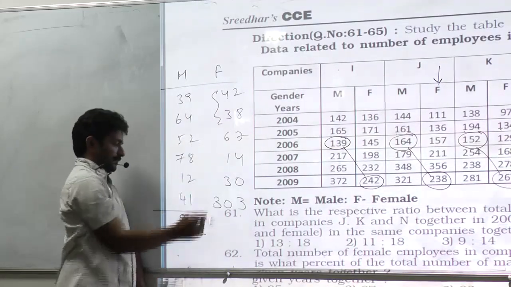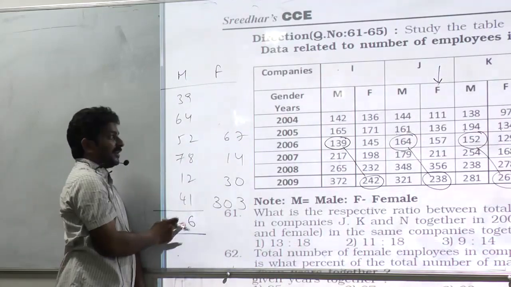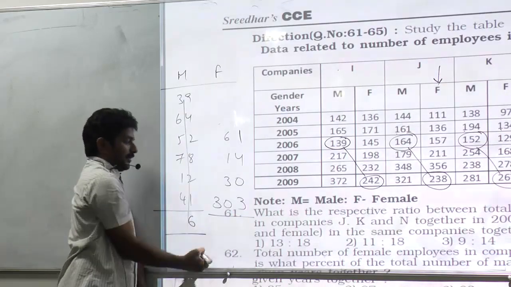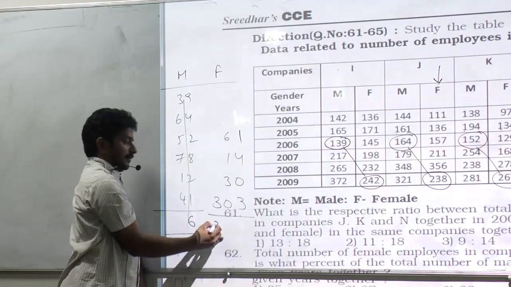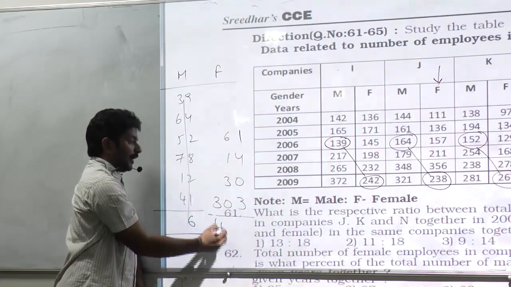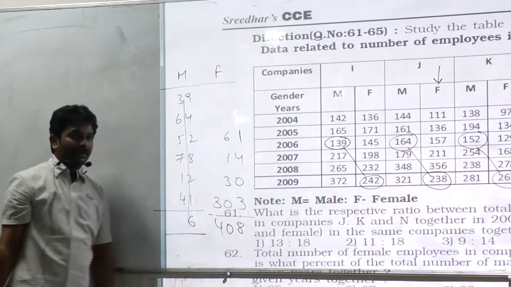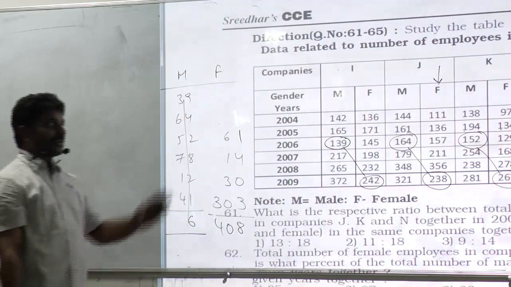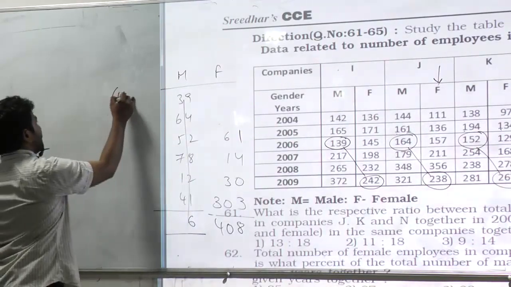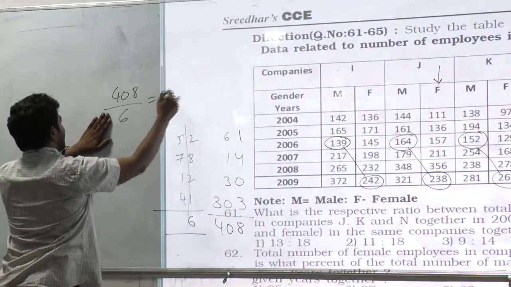What is this? 80 over 6, right? 61. Everything is over. Remaining 300, 30, 40, 100, 400, and then 8. 408. It asked about average. Average for how many? 6. So 408 divided by 6. 68.